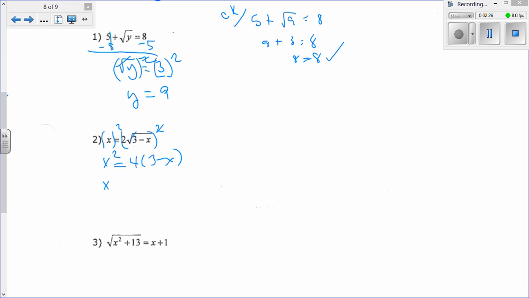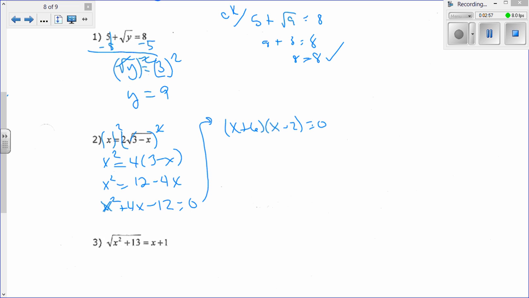So I have x squared equals 12 minus 4x. Get it equal to 0, so I have x squared plus 4x minus 12 equals 0. Now I need to factor. I have x plus 6, x minus 2 equals 0. So I will get x equals negative 6 and x equals 2.